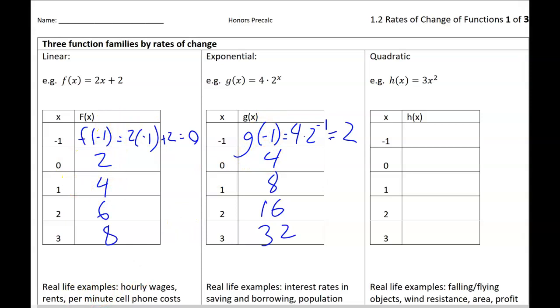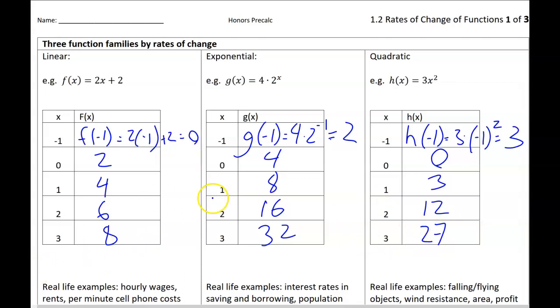And then h is our quadratic. So h of negative 1 would be 3 times negative 1 squared. And you guys know squaring a negative makes a positive, but I still see people making this mistake. So just make sure you pay close attention to your signs when you're squaring a negative number. Here we get 3. Here we get 0. This one's going to be interesting, right? Here we get 3 again. And then 2 is going to spit out, well, 2 squared is 4 times 3 is 12. And then 3 is going to spit out, 3 times 3 is 9 times another 3 is 27.